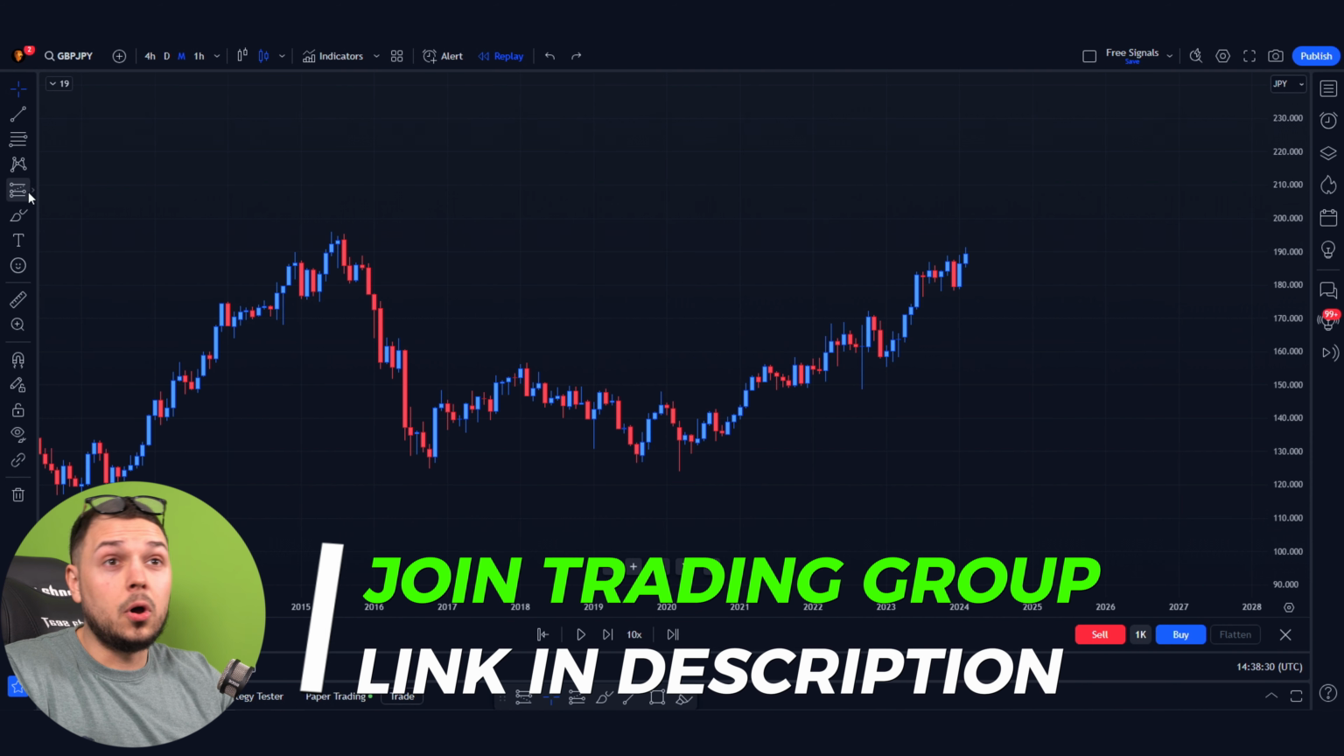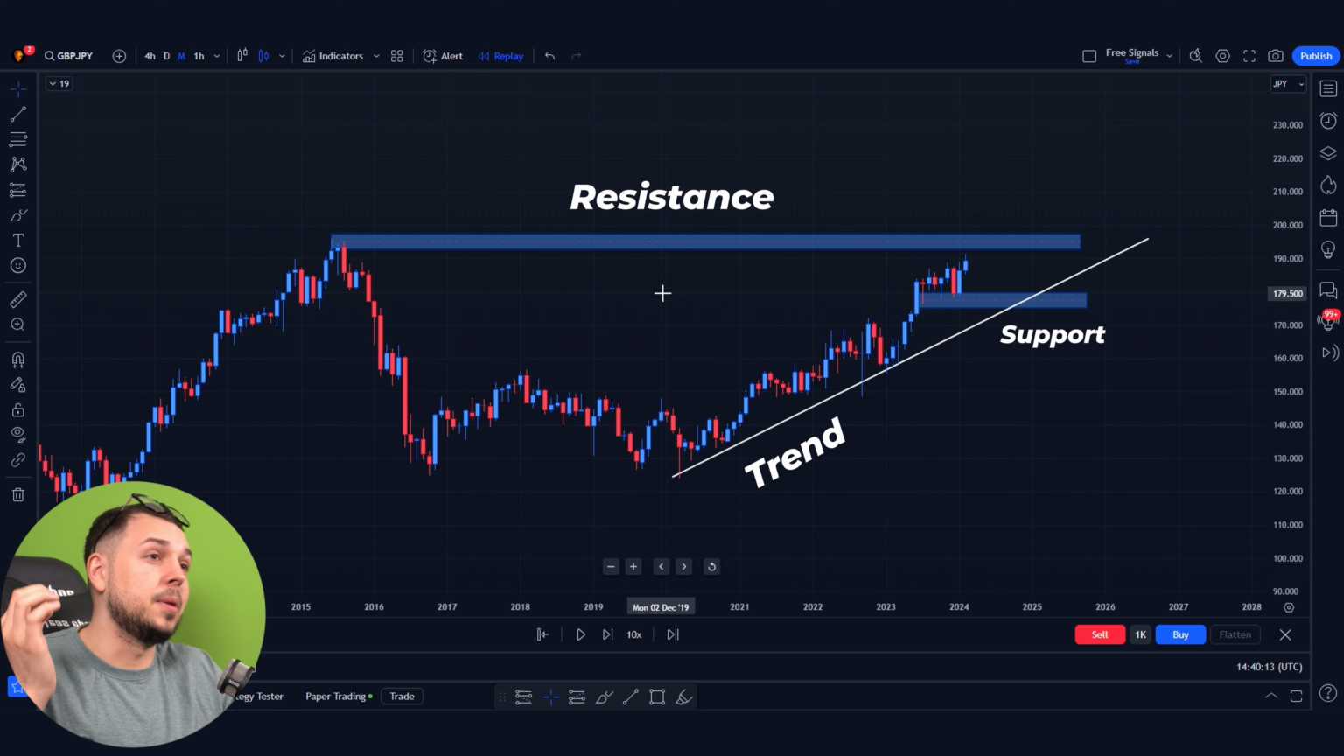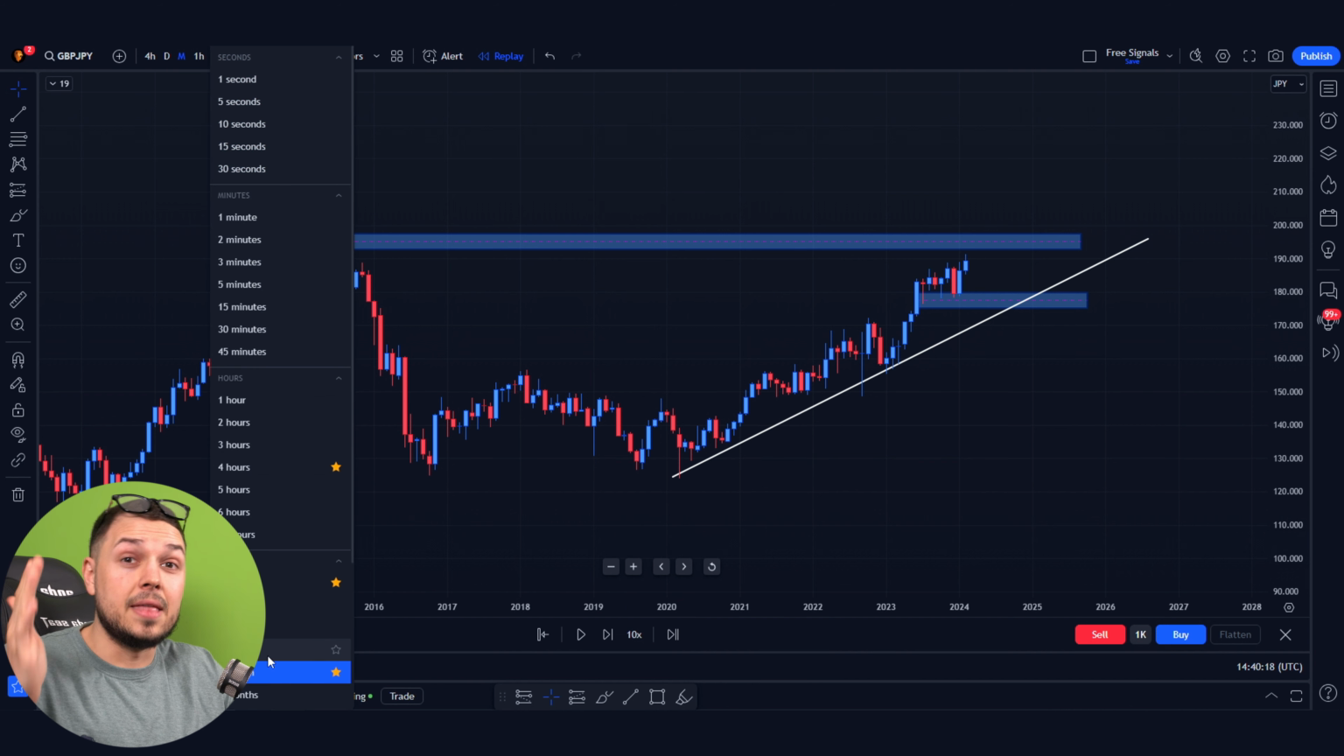Now, personally, what I like to do is just mark areas of resistance and support. We can also mark the monthly time frame's trend just to establish what is currently going on. So the direction of the trend has been established. Let's continue with the top-down analysis, and we will need the weekly time frame.